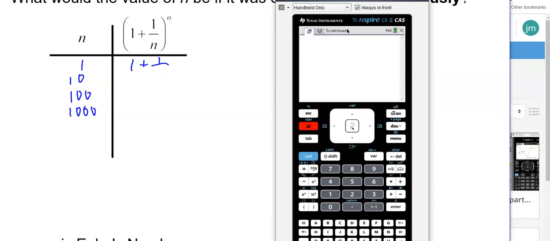So let's just get this calculator ready because we're going to need it here in a second. So 1 plus 1 over 1 to the power of 1 is 1 plus 1 is 2, 2 to the first is 2. So we get 2. Let's see if this increases when we put a much larger value here. So 1 plus 1 over 10 to the 10th. Let's type that in our calculator and see what happens. So that'll be 1 plus 1 over 10. I'm going to put a decimal point because I want a decimal in my answer, to the power of 10. That's 2.59. Okay, and then we put in 100.